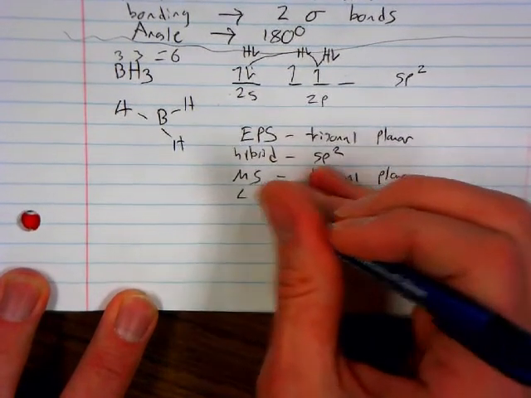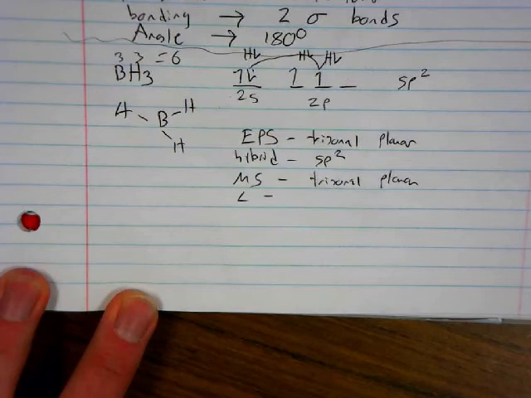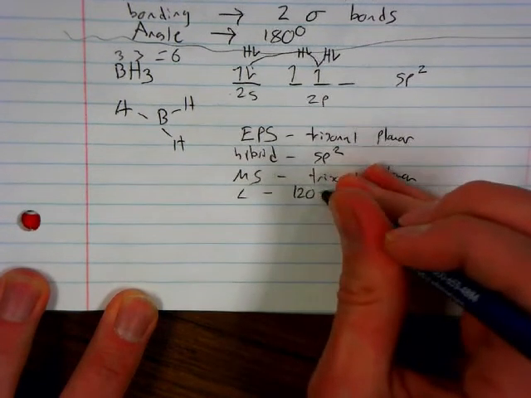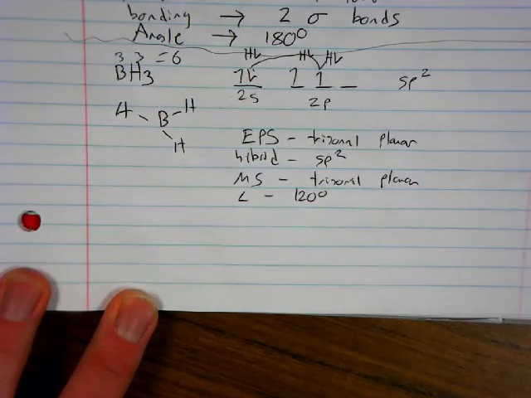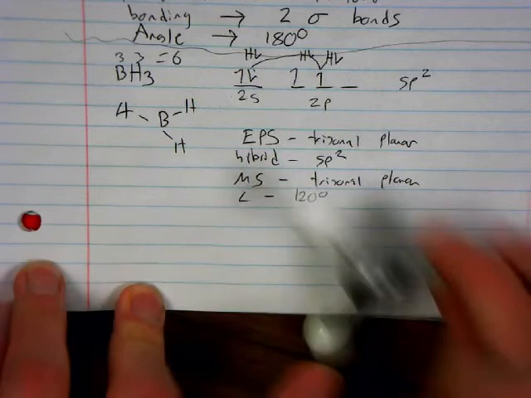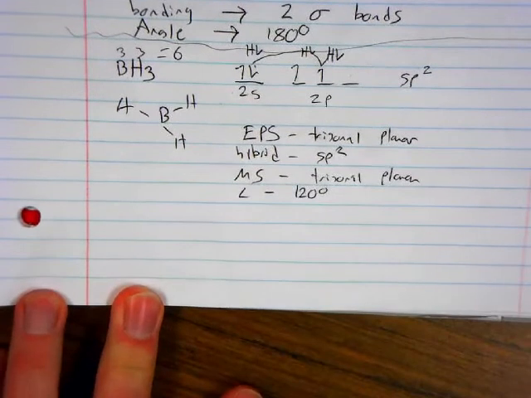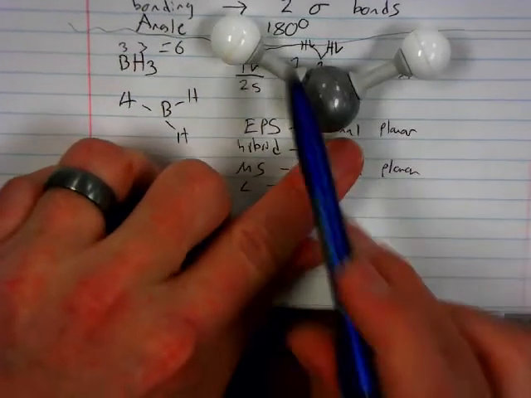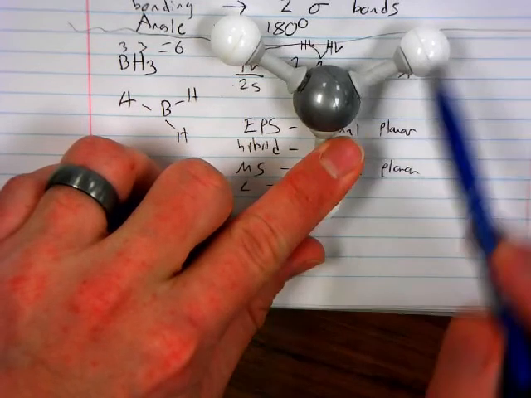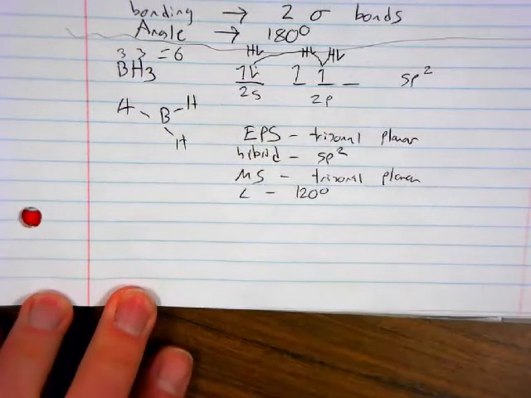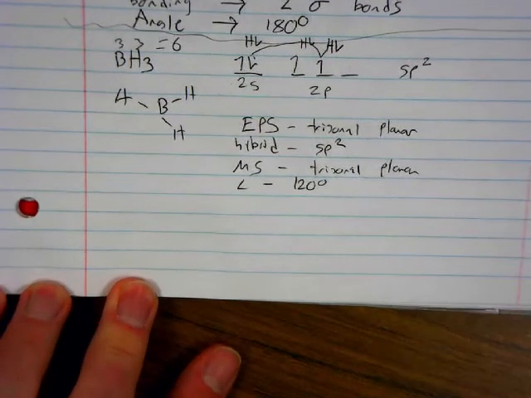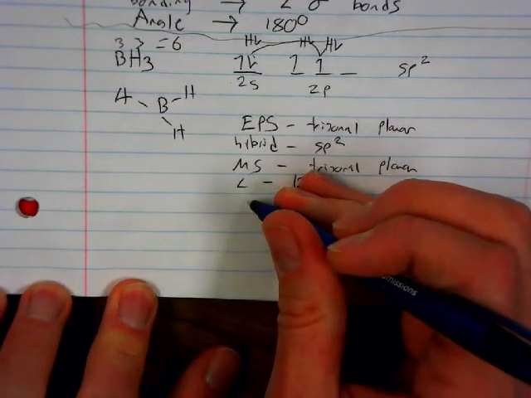Hybridization, we already said, was sp2. Molecular structure. Where are my molecules? My molecules are located the same place as my electrons are, right? Yes? So it's also trigonal planar. Where's my angle between my atoms? 30, 60. 120. Wait, how are you figuring that out? The angle between the 3, it's a triangle, a circle, right? Split into 3, 120 degrees. So this is 120 degrees, right?